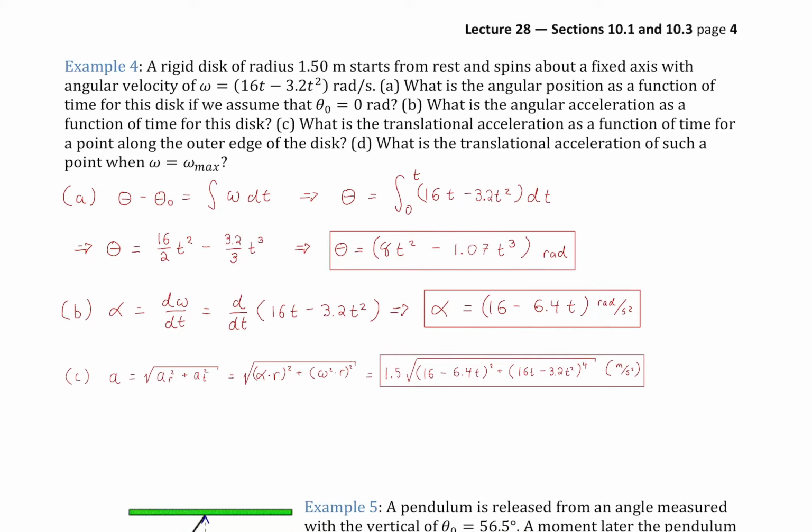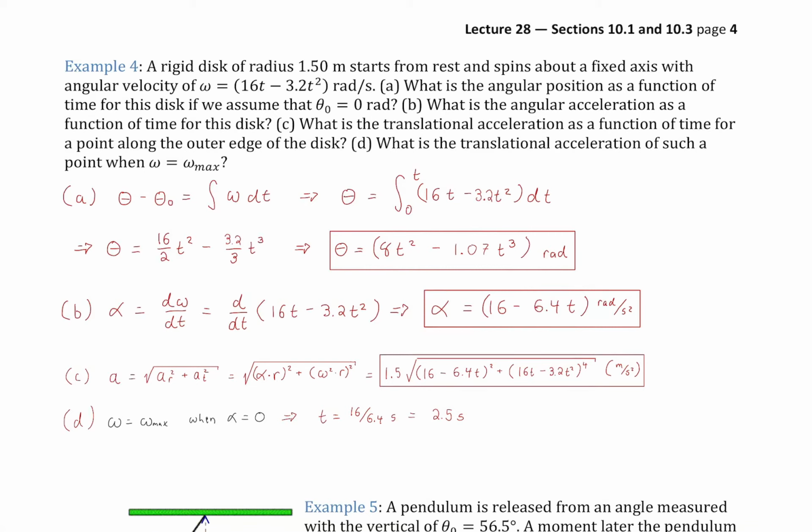But again, we're going to plug in a particular value of time. When is omega going to equal omega max? Well, omega equals omega max when alpha equals 0. Again, just think tangent line. That's a horizontal tangent line. That's a local maximum. There's only going to be one local maximum because it's a parabola.